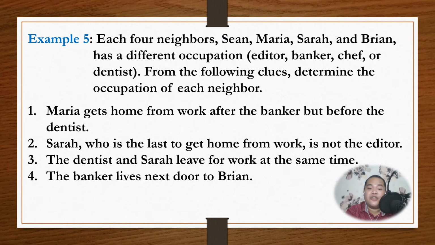Another example. Each of 4 neighbors, Cian, Maria, Sarah, and Brian, has a different occupation: editor, banker, chef, or dentist. From the following clues, determine the occupation of each neighbor. The first clue: Maria gets home from work after the banker but before the dentist. The second: Sarah, who is the last to get home from work, is not the editor. Third: the dentist and Sarah leave for work at the same time. Then the last hint: the banker lives next door to Brian.